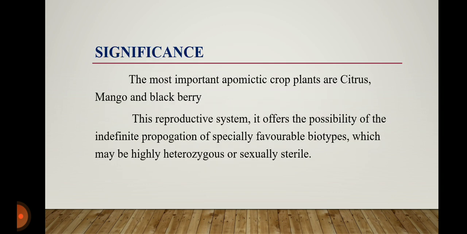In significance, the most important apomictic crop plants are citrus, mango, and blackberries. This reproductive system offers the possibility of indefinite propagation of especially favorable biotypes, which may be highly heterozygous or sexually sterile.